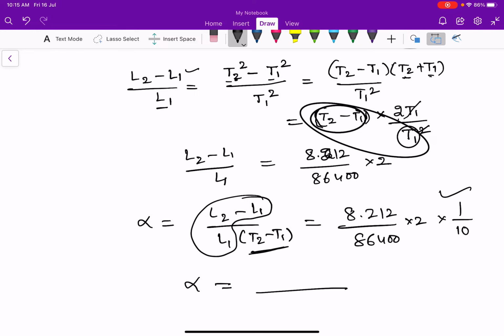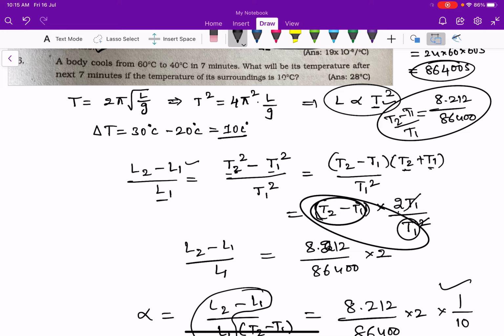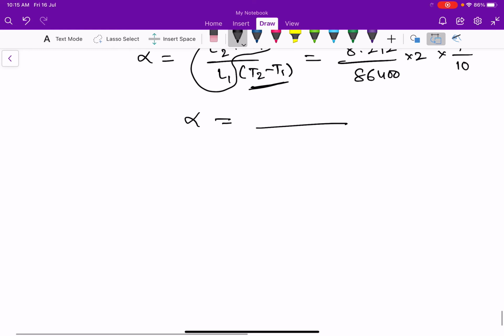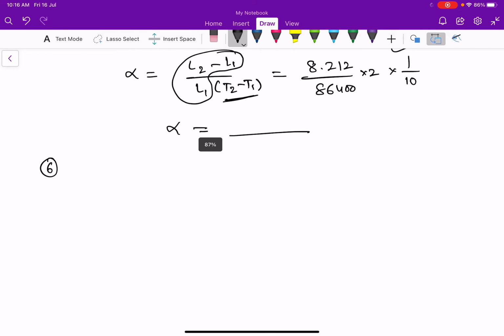Now I am going to explain problem number 6. Problem number 6 is: a body cools from 60 degrees Celsius to 40 degrees Celsius in 7 minutes. What will be its temperature after the next 7 minutes if the temperature of its surroundings is equal to 10 degrees Celsius?